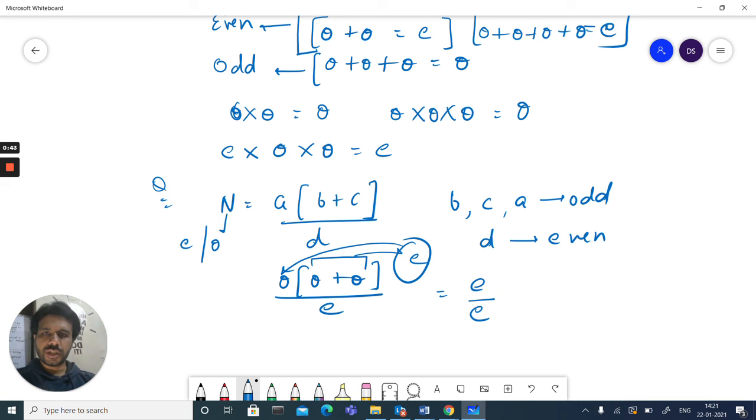Now think about a situation. This can end up in two ways. If I take b and c as 1 and 1, and a also as 1, it becomes 1 into 2 divided by, let's say d is also 2, so it becomes 2 by 2, which is 1. But if I take b as 3 and c as 1, and a as 1, it becomes 4 by 2. That means it could be odd, it could be even. Now, even by even, you are never sure. So it can be even or odd. There was a third option given there, which said either even or odd. That's the answer.